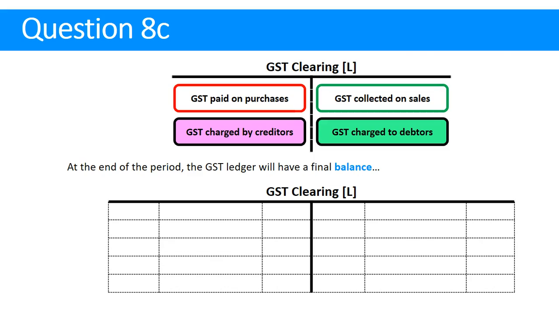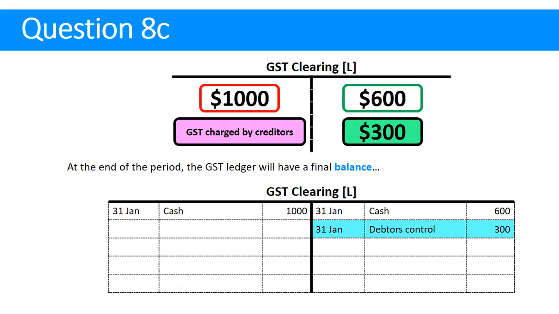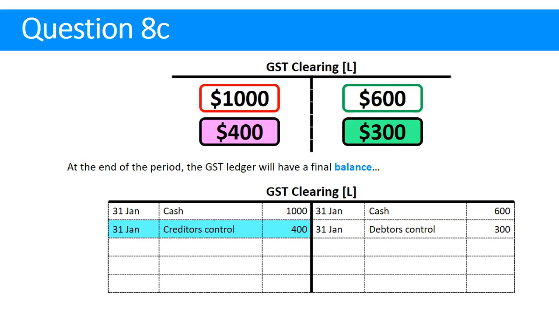So in this case, let's just pretend we've got some numbers here. Let's say we collected $600 in GST. That would go in as a credit. We paid $1,000. That would be a debit. We charged our debtors $300 and our creditors charged us $1,400. Well, at the end of the month, if we balance that ledger out, we're going to end up with a debit balance of $500. So what does that mean?